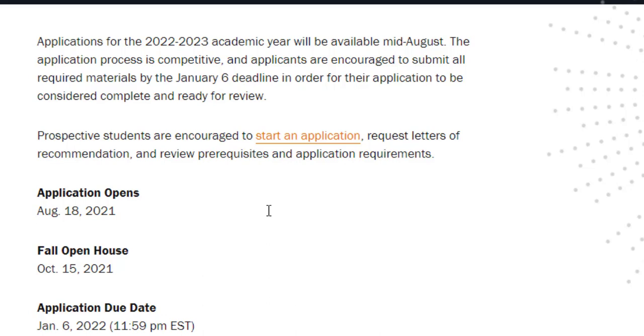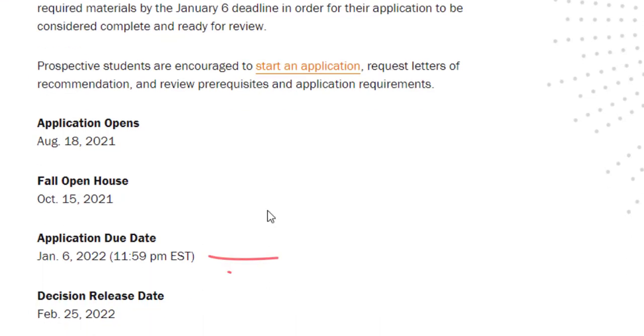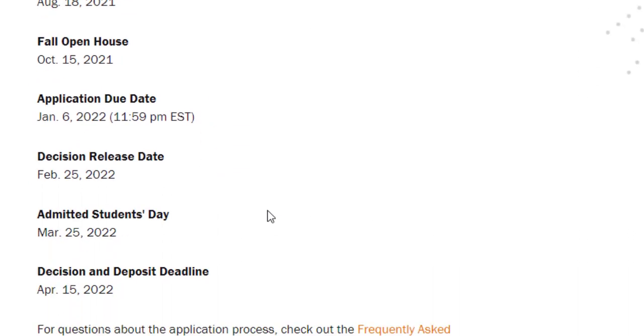The application due date is 6th of January 2022, and the decision will be released on February 25. So there is no rolling basis. There is a single day when all of the applicants will be getting the decision. And after that, if you are selected, there is an Admitted Students Day, I mean, there would be kind of an induction ceremony or something like that on 25th of March. And the deposit deadline is also there on 15th of April if you do intend to accept the offer letter.